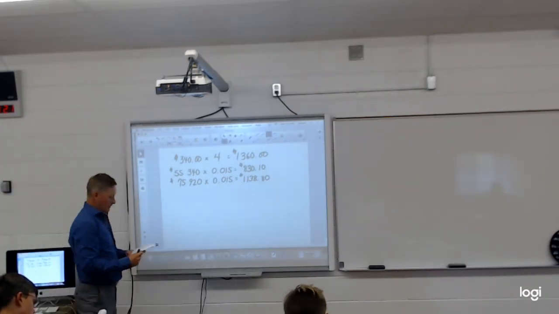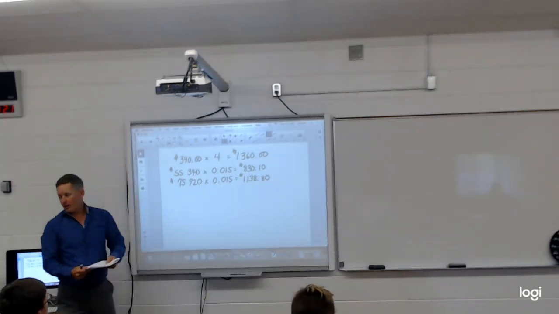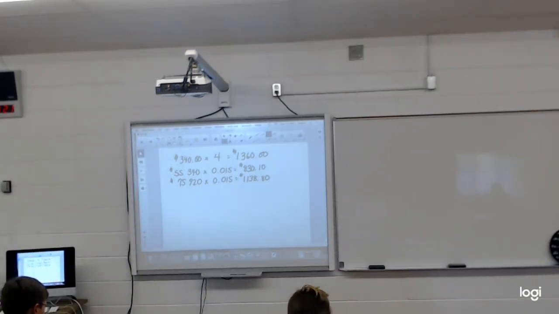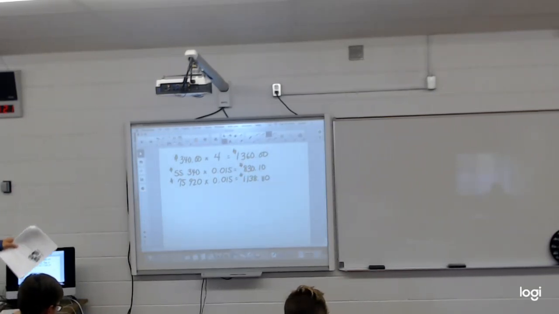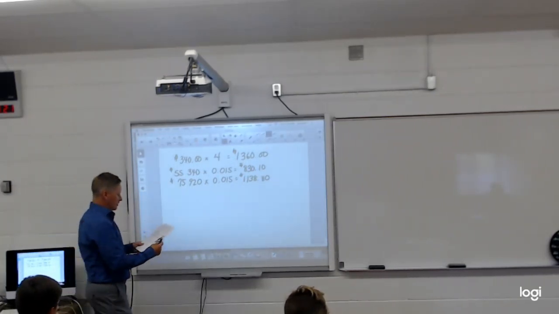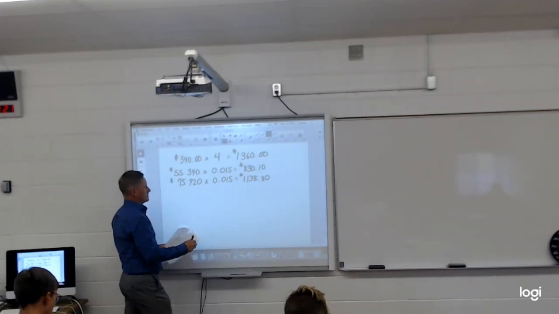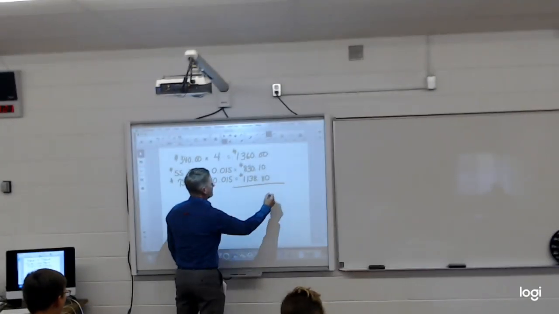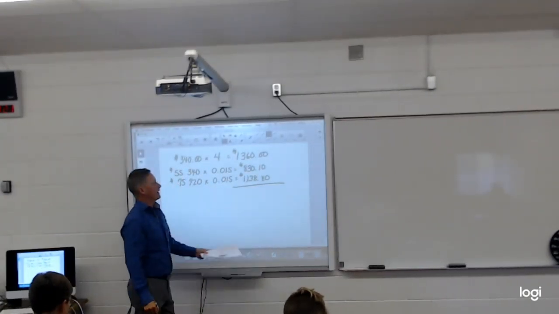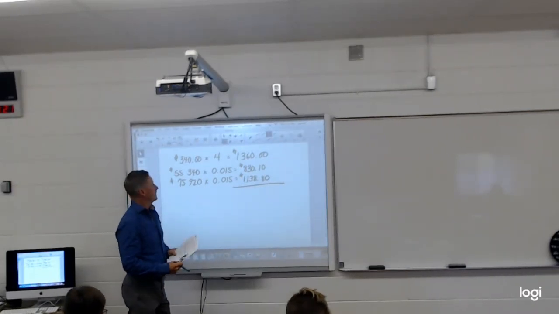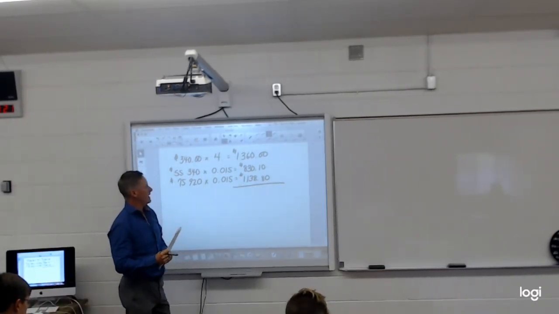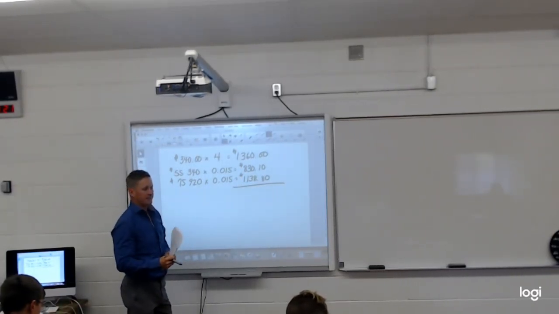Okay. So this part here, 1.5% of will be the sum of those two, right? Okay, so far so good. Now it says what was her total income for the month? Well, we add these three values together. What do you get? 1360 plus 830.10 plus 1138.80.